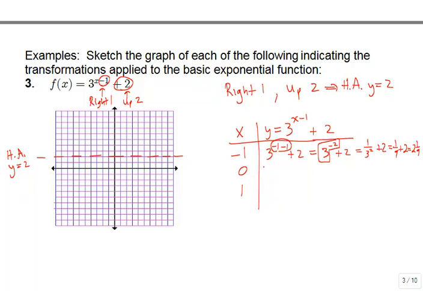Now let's plug in 0 for that x. So I'm going to plug in 0 up there in that exponent. Simplify the exponent first. So 0 minus 1 is negative 1.